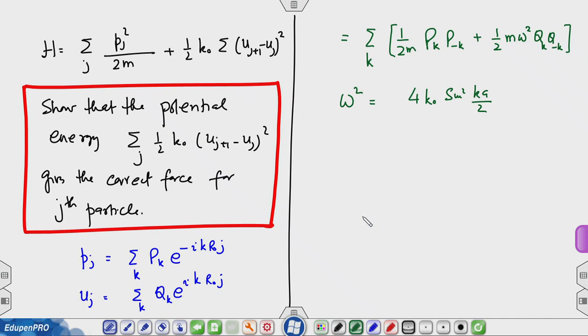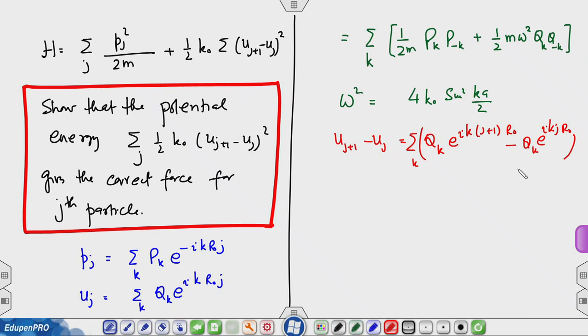So, I am leaving this for you. I will just give you some steps. For example, when you write u_{j+1} minus u_j, this is going to be equal to summation over k of q_k e^{ik(j+1)r_0} minus q_k e^{ikj r_0}. And what you get from here is summation over k of q_k e^{ikr_0} minus 1, times e^{ikjr_0}.